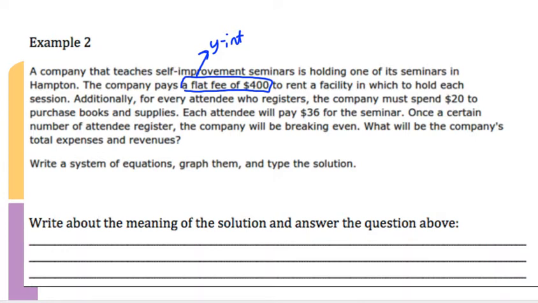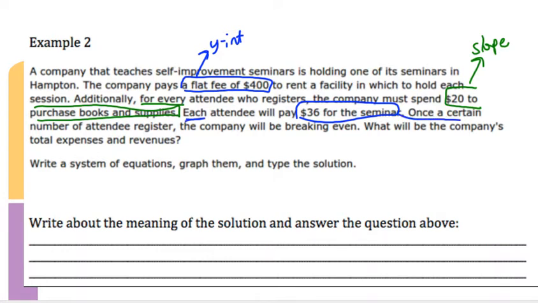Anything that says flat or fixed is generally the y-intercept, to rent a facility in which to hold each session. Additionally, for every attendee who registers, the company must spend $20 to purchase books and supplies. So it looks like $20 is going to be my slope for at least one equation. Each attendee will pay $36 for the seminar. Okay, so I see the word each. I know that that is actually going to be my slope. So let's do that in green. So that's going to be for a different equation.